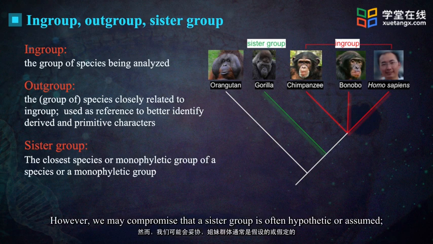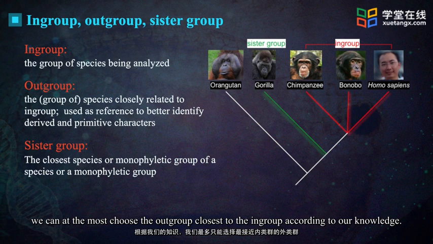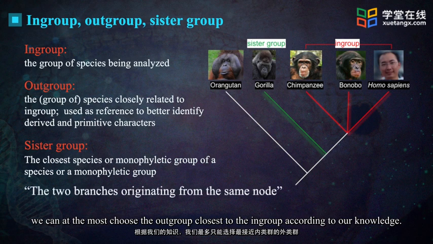However, we may compromise that a sister group is often hypothetic or assumed because of the great number of unknown species and fossil taxa. We can, at the most, choose the outgroup closest to the in-group according to our knowledge.